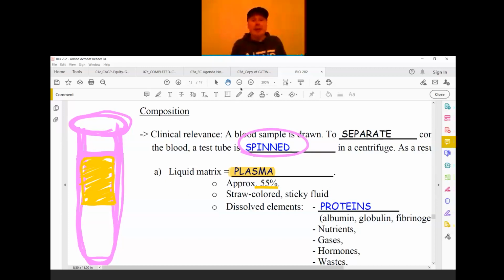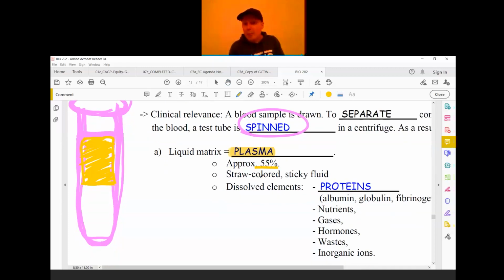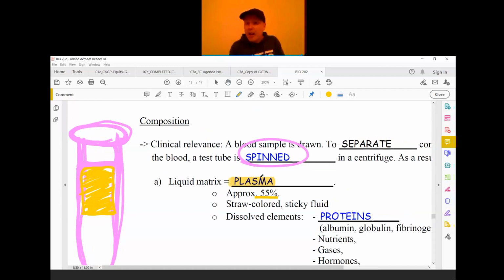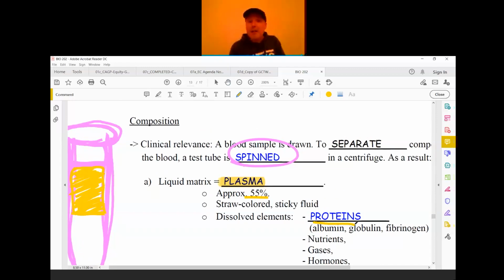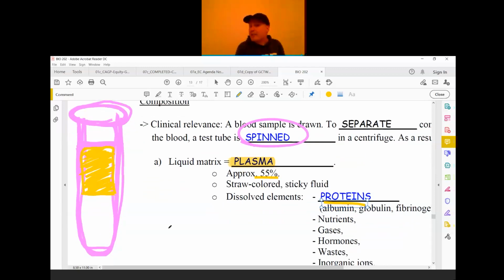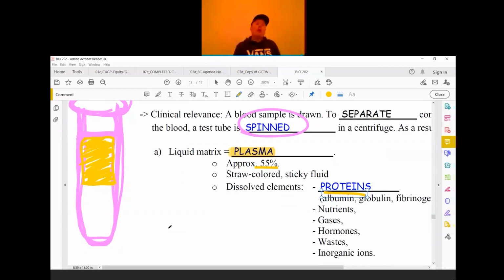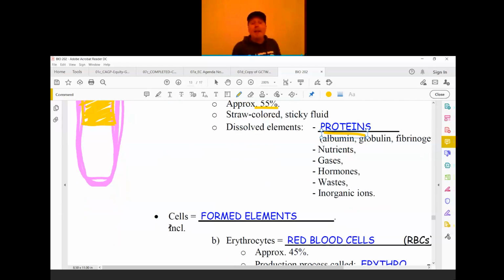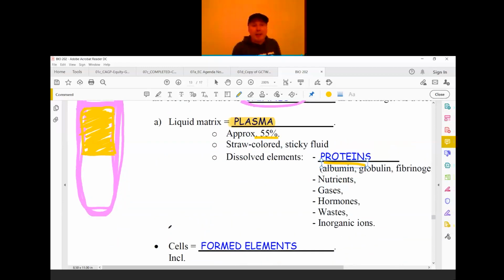Well, we also find that a lot of proteins such as albumin, globulin, and fibrinogens are dissolved in the plasma. And then there's a bunch of other things we see: nutrients, gases, hormones, waste products, inorganic ions. So all of those we see being transported in the plasma as well. So that's our plasma, and that's all you need to know about plasma.